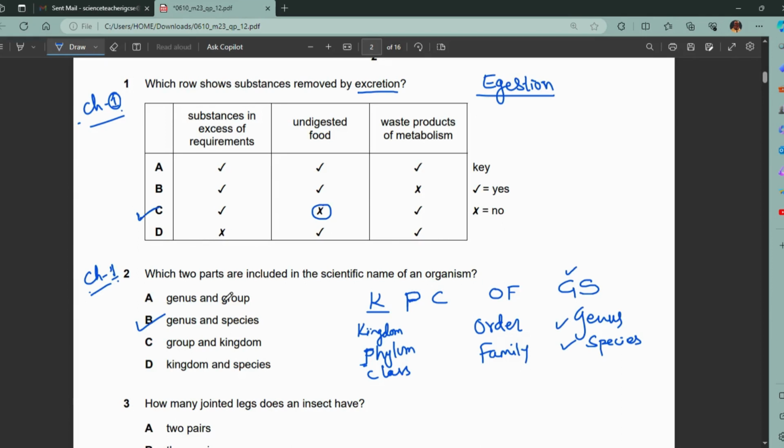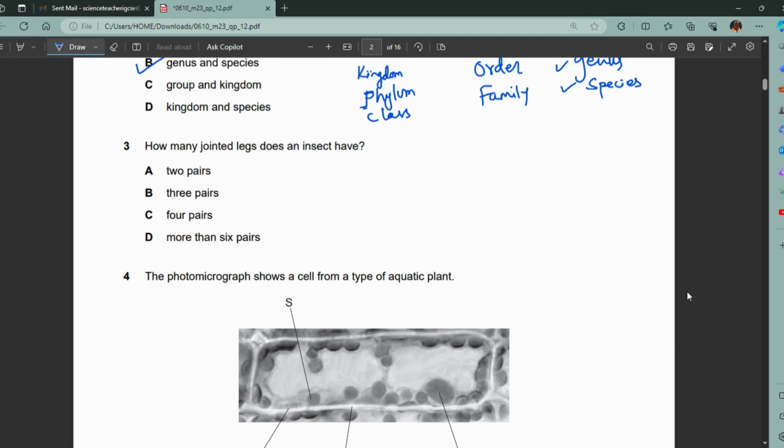So two questions from chapter 1. Now let's see the third question, and the third question is about how many jointed legs does an insect have. First thing, insect comes under arthropods, but along with insect there are some other organisms also which belong to arthropods. Do you know that? Okay, let's see this one.